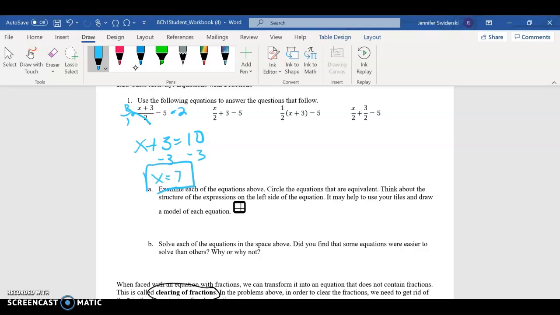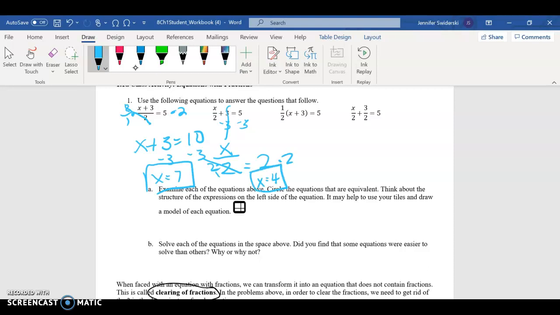All right. The second one, very different. The 3 is not on top of the fraction bar, so I need to get rid of that 3 first. The opposite of adding 3 is subtracting 3. So I'm left with x/2 = 2. Now I'm going to multiply both sides by 2 again, or 2 over 1. Multiplied by 2, we get x = 4.